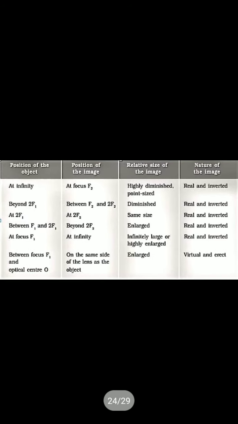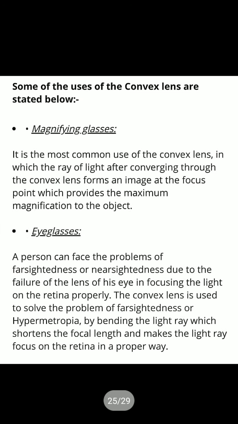So this will be the table for the convex lens. From the first 5 cases we get a real and inverted image. Only in the last case, the exceptional case when the object is placed very close to the lens, similar to the concave mirror, we get a virtual, erect and enlarged image.